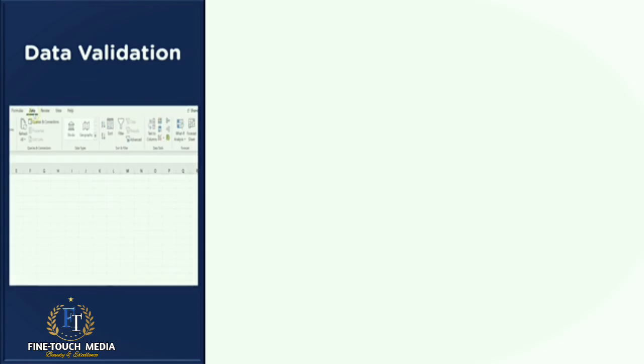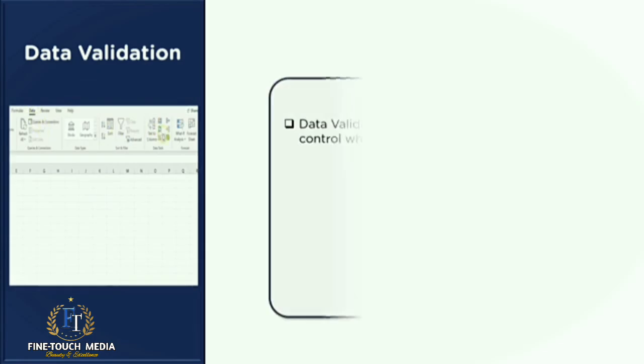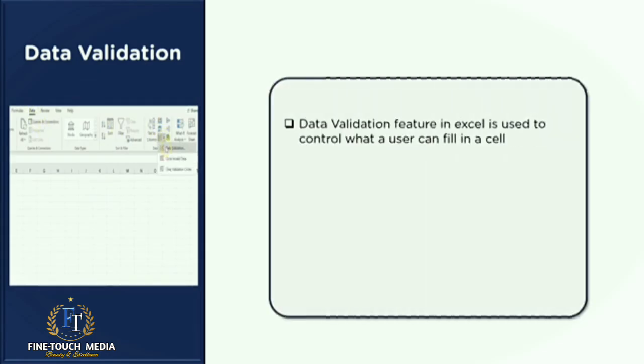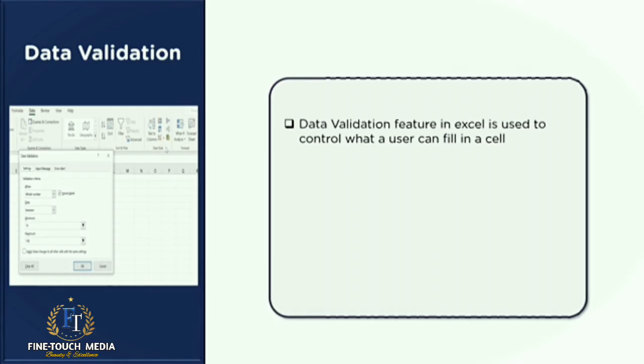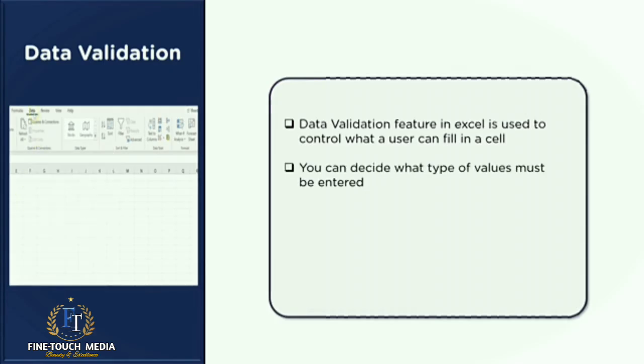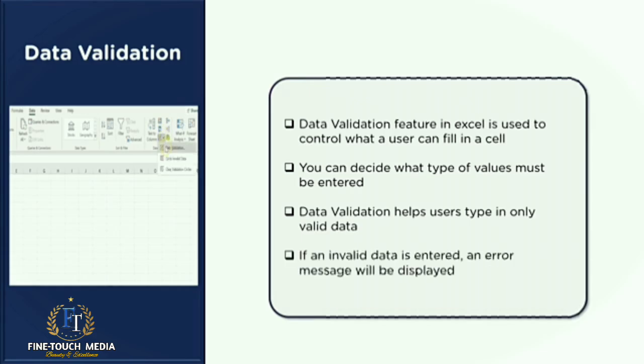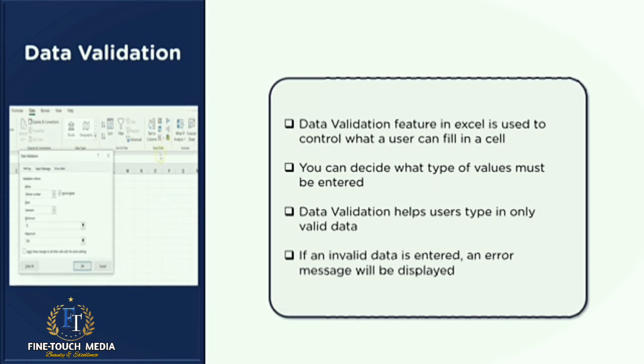So data validation really helps us in validating the data which is being fed in to particular fields. Now, it's a feature in Excel which is mainly used to control what a user can fill in a cell. You can decide what type of values must be entered. You can also restrict user to enter only valid data. And if any invalid data is entered, an error message will be displayed. Now that's where you can use your data validations. So let's see how that can be done.